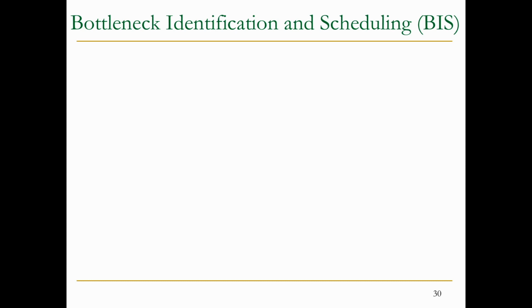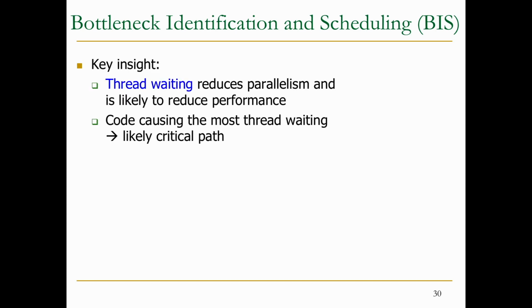Okay. So basically, the idea is bottleneck identification and scheduling. And it's really a refinement and generalization of what we just discussed. The key insight is we really want to identify thread waiting, because thread waiting reduces parallelism and is likely to reduce performance. If you're waiting, you're basically wasting some execution cycles. And code that's causing the most thread waiting at a given time is likely the critical path.